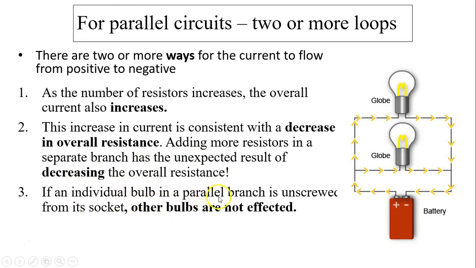If an individual light bulb in a parallel branch is unscrewed from its socket, other bulbs are not affected. This is actually how our house is connected. One light bulb burns out, the other light bulbs still go on.